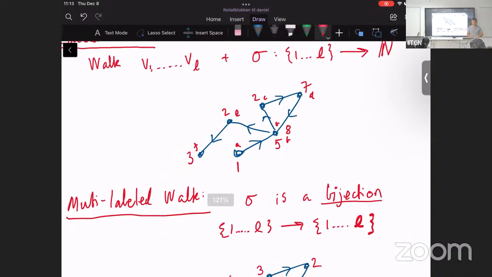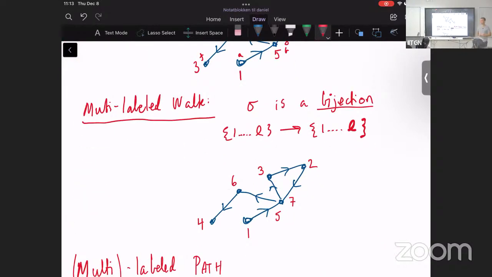Okay. Now, what does it mean for a walk to be multi-labeled? A walk is multi-labeled if this labeling function is a bijection from the positions of the walk to the integers from 1 to the length of the walk, right? So if the walk is of length k, I give every vertex a unique label from the integers 1 to k. In particular, this walk has 1, 2, 3, 4, 5, 6, 7 vertices if you count them with multiplicities.